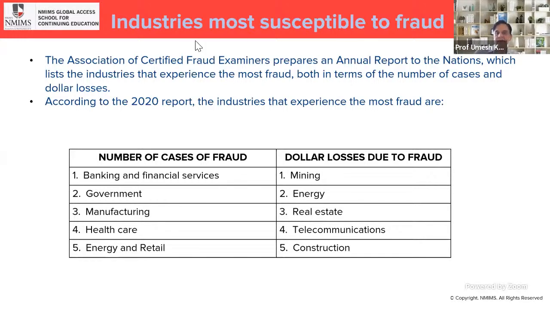According to them, they published a 2020 report, but it is still the most recent one, and I don't think things would have changed drastically now. If you see the top five industries in terms of volumes of fraud, banking is right on top, then government, manufacturing, healthcare, energy. And in terms of value, you have mining, energy, etc. So there are different sets of industries that are getting impacted, both in terms of volume and in terms of value. Why do you think these industries differ?